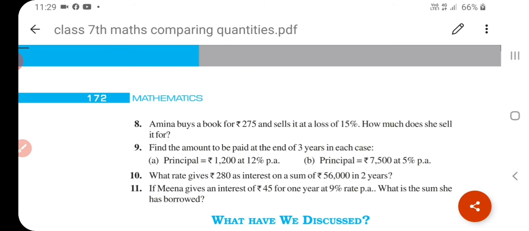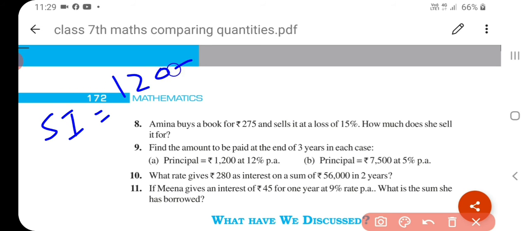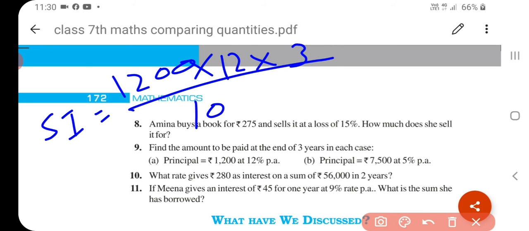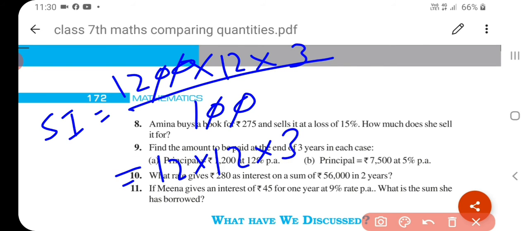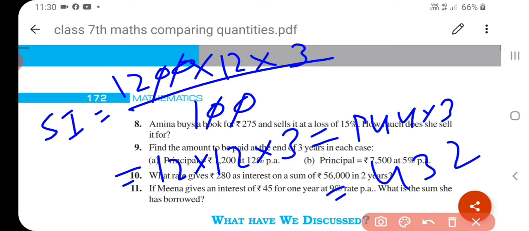Okay, so you have to find SI, simple interest, which is equal to 1200 into 12 into 3 upon 100. So you have to multiply 12 into 12 into 3. 12 into 12 is 144, into 3, and when you multiply it, you get the answer 432. Okay, now this is your simple interest, the interest you have to find, which you found.